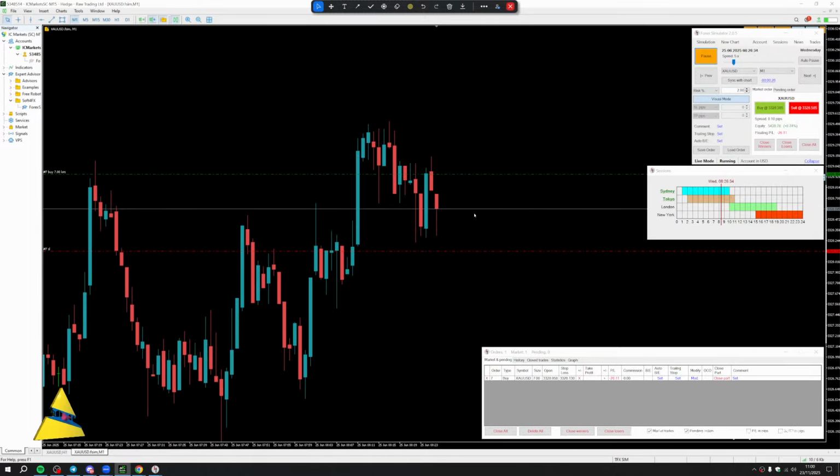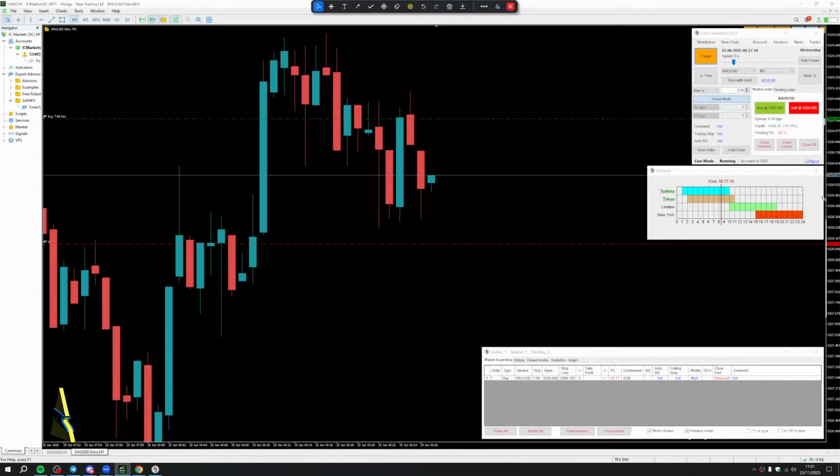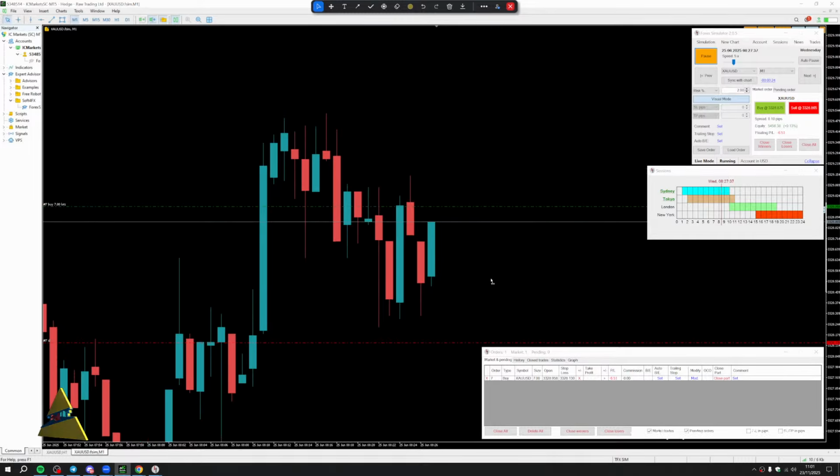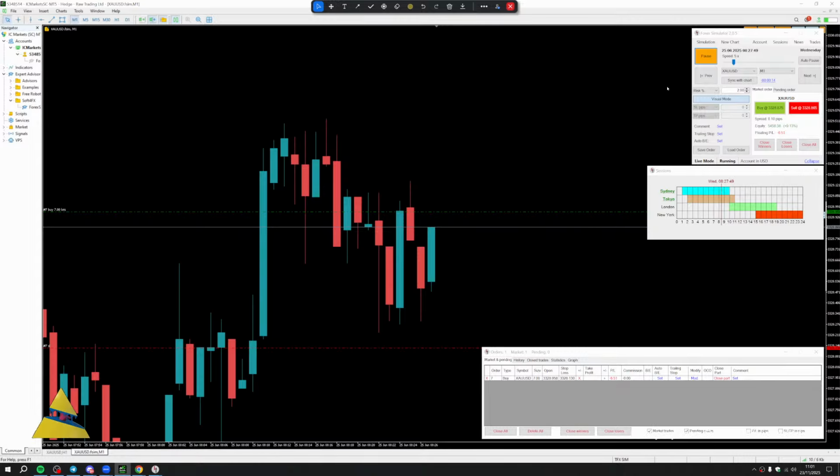Okay, let's see. Is it going to hold? Man, this is so close. This is so close. Can we hold it? Hodl. Oh man, this is awesome. Wait.